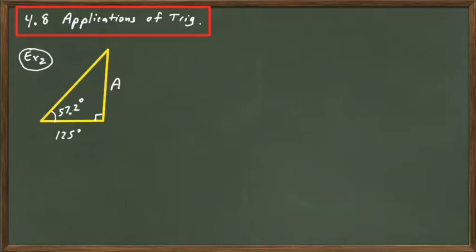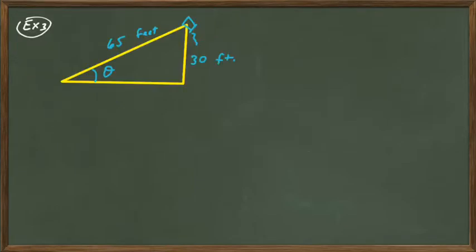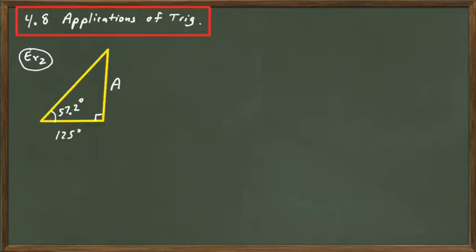Okay, I'm going to talk a little bit about 4.8, the last section in Chapter 4 of the pre-calculus textbook. Applications of trigonometry. In this case, you're finding the side of a right triangle in example 2 versus example 3 where you're finding the angle of elevation to a kite that has 65 feet of string out and is 30 feet off the ground. Let's start with example 1.